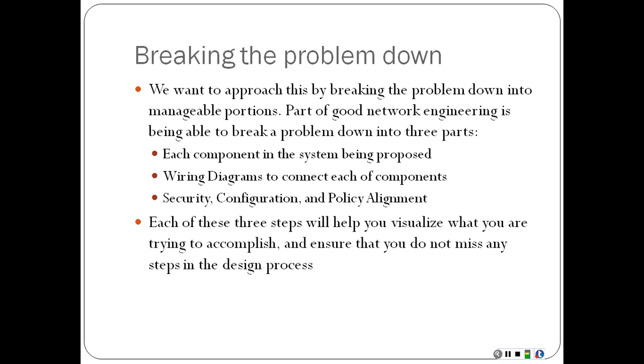Part of really good network engineering is being able to break down the problem into its component steps so you know what you're going to do. So we want to know what each of the components in the system design are going to be. We know we want to build a wireless network for guests or public access, and we want to build one for internal. When we finish this project, we want to have a really good wiring diagram on how we're going to connect each of these components.